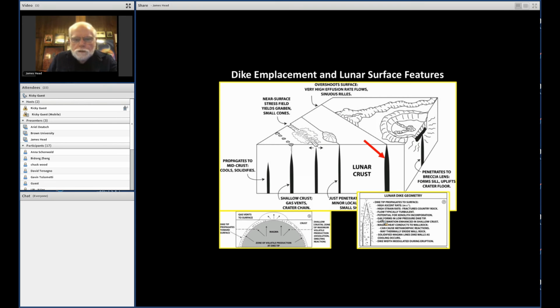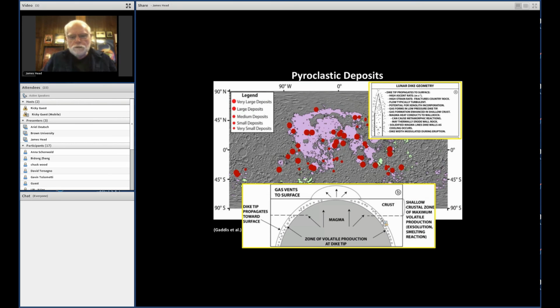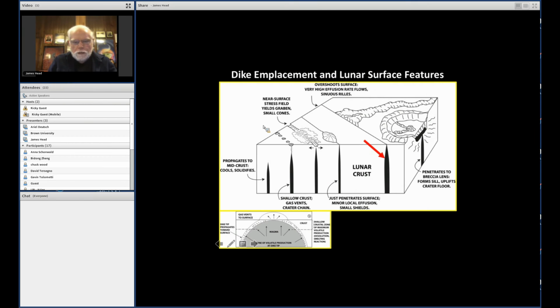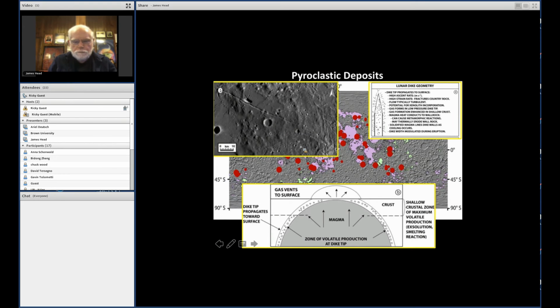So what happens when we get overshooting the surface and very high effusion rates? Well, the first thing we do potentially is to get the propagation of the gas out onto the surface. So in the case here, the gas vents to the surface. You can see the gas is at the top of the dike, and then as the magma comes up, it's also undergoing decrease in pressure, so it also is generating gas. So the first phase is the dike tip hits the surface, and you essentially penetrate to the surface, and you get extrusion of lava out on the surface to produce regional pyroclastic deposits. And these things are all over the place. I mean, they're quite extensive.